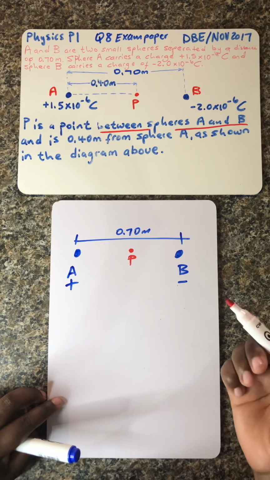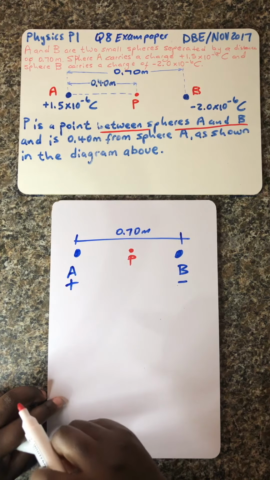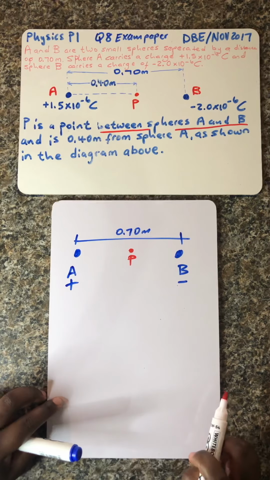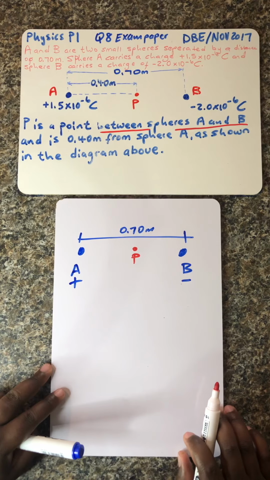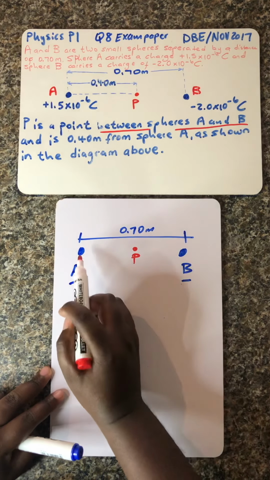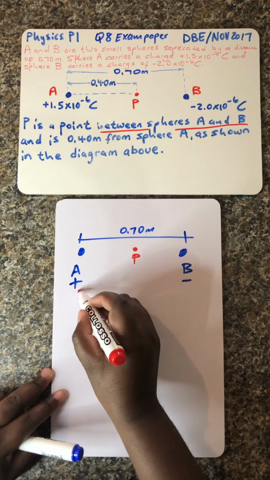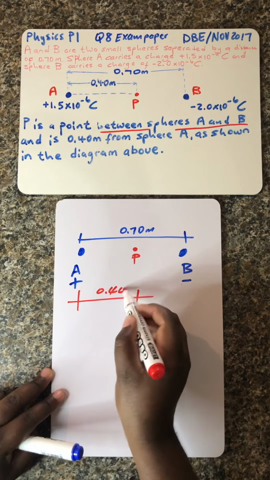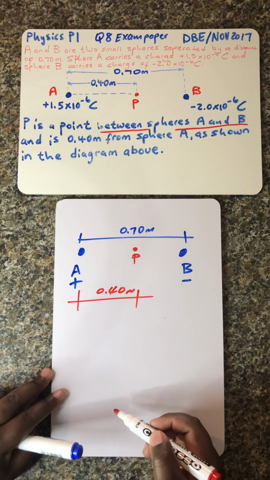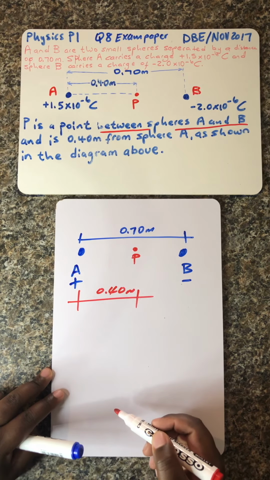And again, in some instances they might not indicate exactly where it is, where they request you to tell them exactly where it is by means of calculations. But let's just hope in the future we'll come across a similar question. But for now, they said point P is between A and B. And most importantly, guys, they indicated that it's 0.40 meters away from sphere A. Okay, so what does it mean?